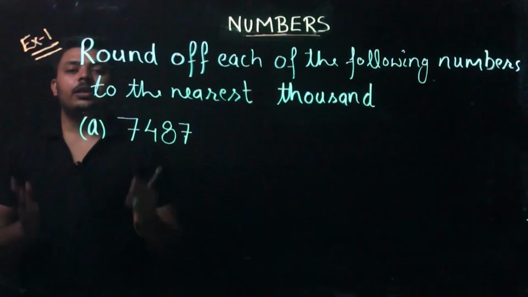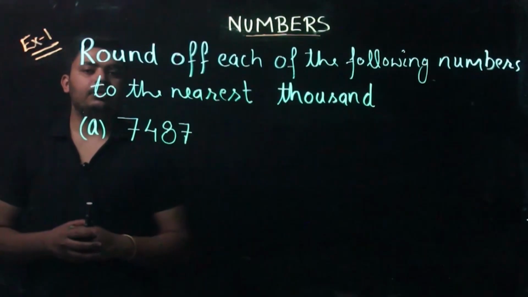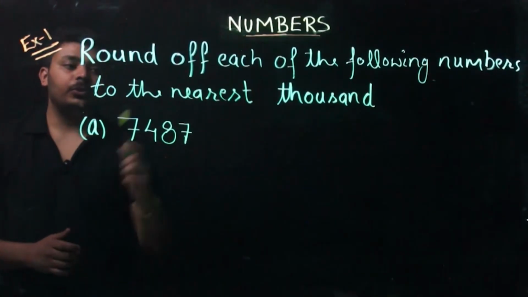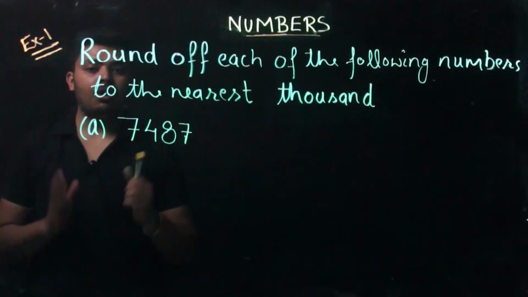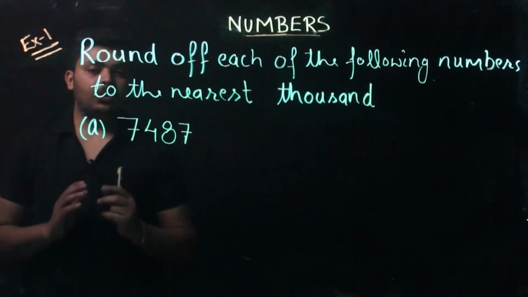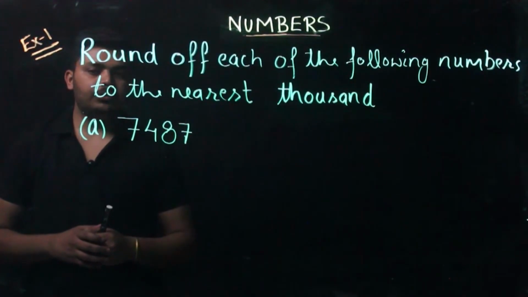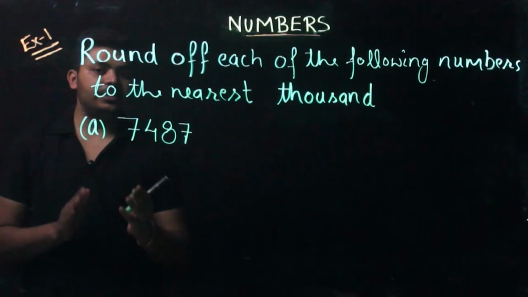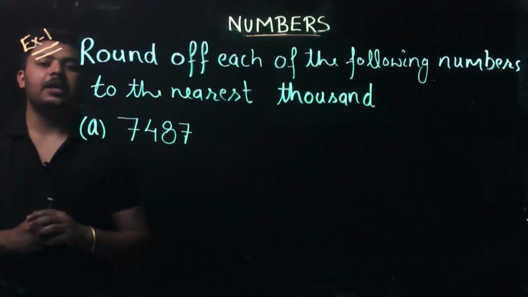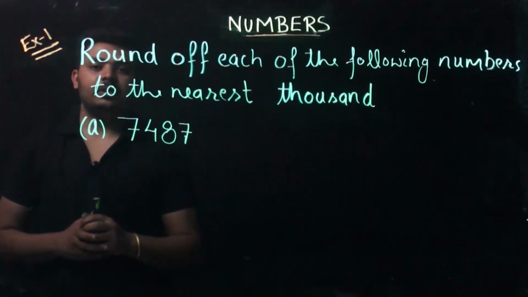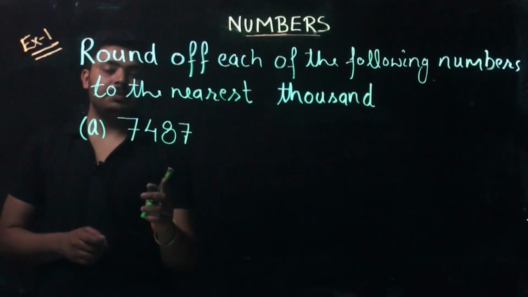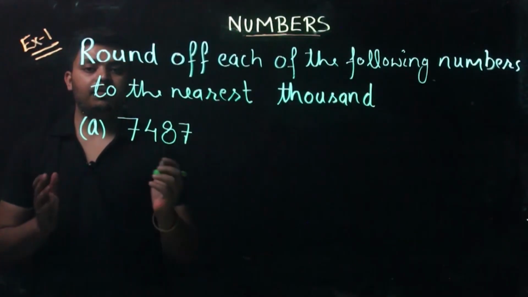So students, now look at our first example. In this example, round off each of the following numbers to the nearest 1000. So now we have to round off the given number to the nearest 1000. To do so, we need to look for the digit at the hundreds place. If the digit at hundreds place is less than 5, then we need to replace the digits at hundreds place, tens place and ones place with 0.